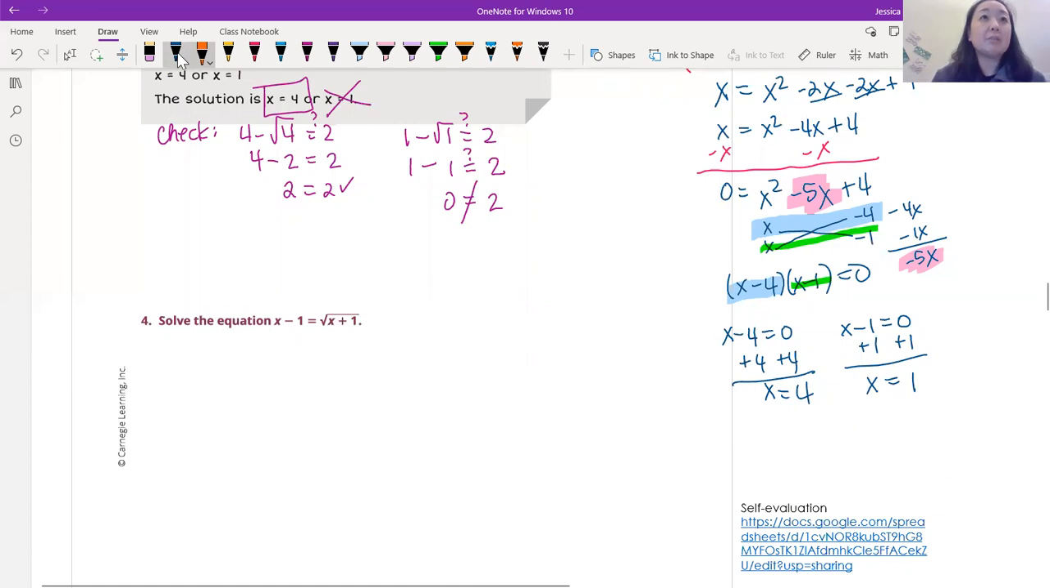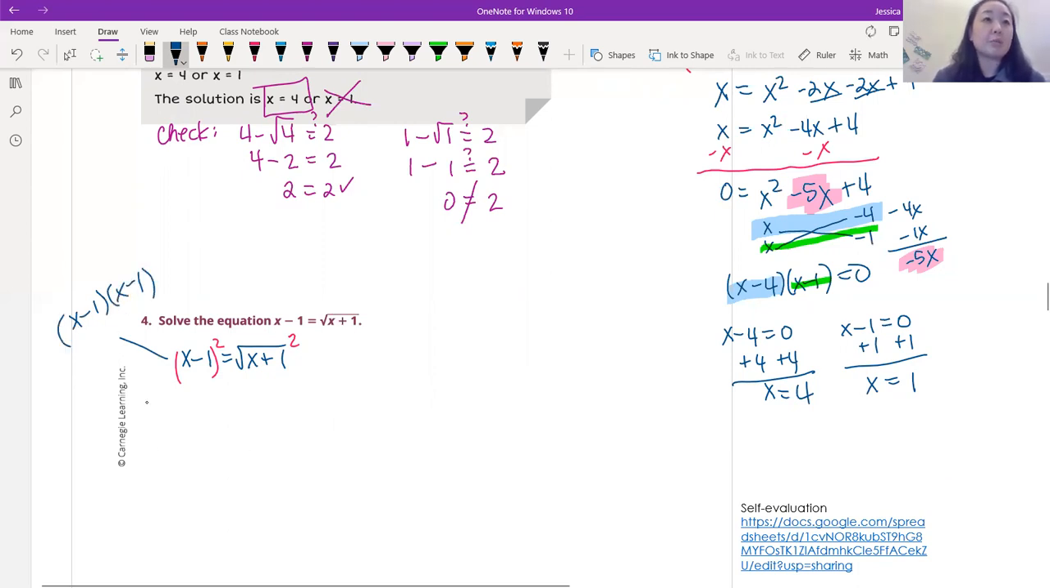So I notice here, I'm going to just use blue here. So x minus 1 is equal to the square root of x plus 1. So my first step, again, make sure you pause, try to do this yourself. I'm going to square both sides. And remember, I have to multiply that out. So this is actually equal to x minus 1 times x minus 1. If you want to use the box method, please use that way.